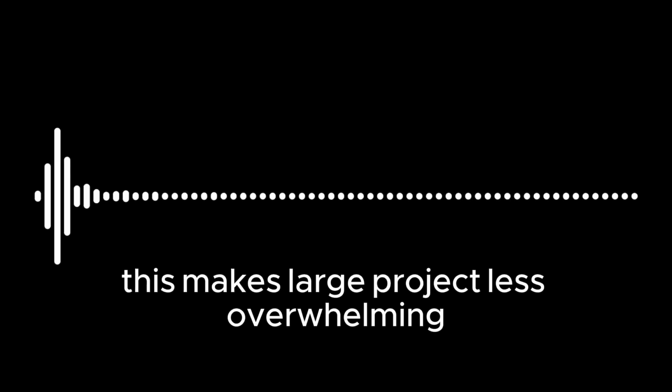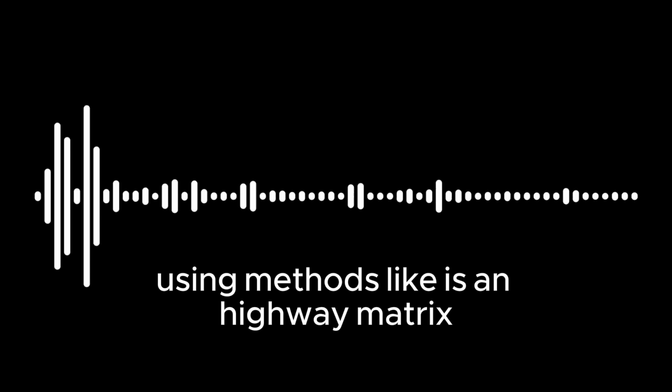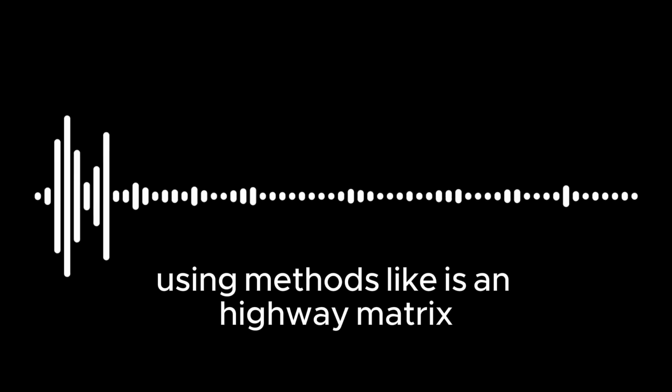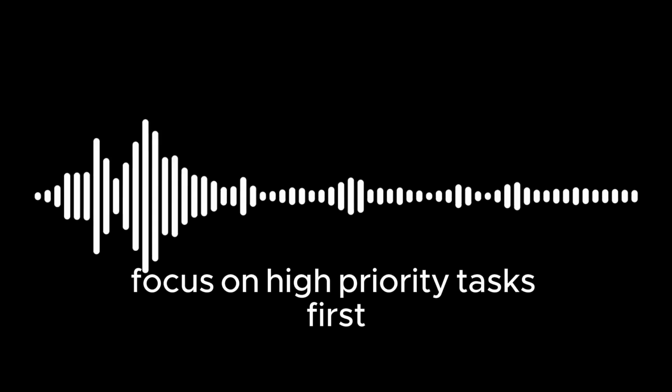Second, break down tasks. Once you have your goals, break them down into smaller, manageable tasks. This makes large projects less overwhelming and more achievable. Third, prioritize tasks using methods like the Eisenhower matrix to prioritize tasks based on urgency and importance. Focus on high priority tasks first.